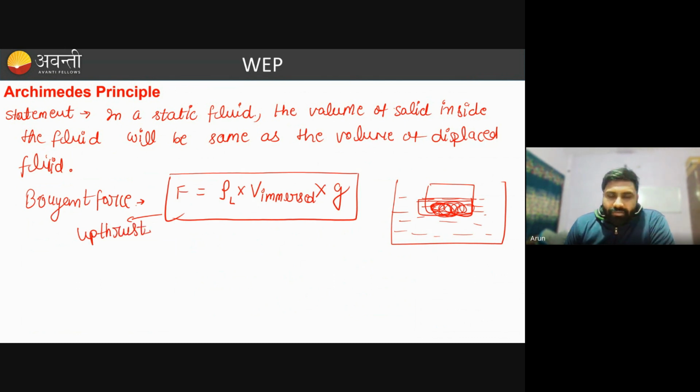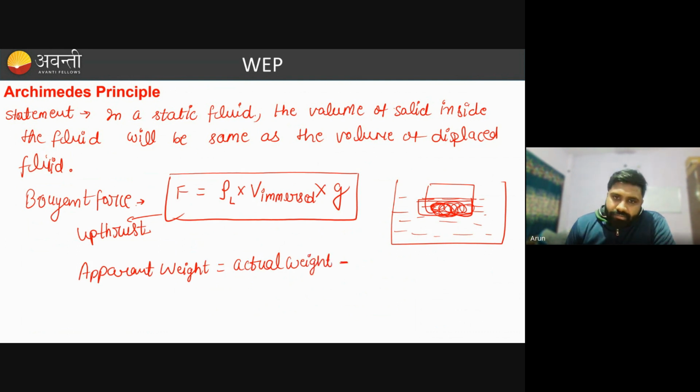Okay, so we can say that apparent weight, because when we put the solid inside the liquid, due to this buoyancy effect, the solid will feel less heavy than it actually is. So what is the apparent weight that we feel inside the liquid? That weight is termed as the apparent weight, and which is given by actual weight minus upthrust.